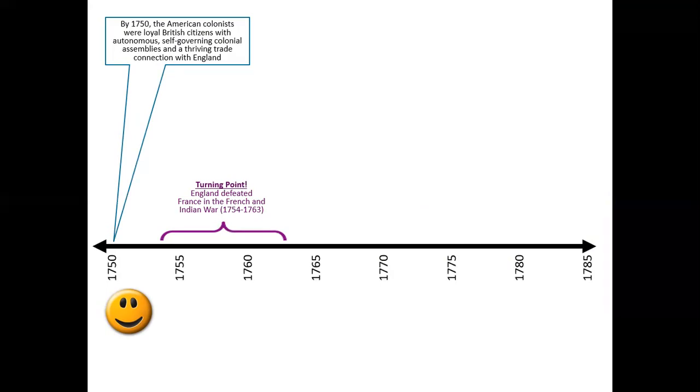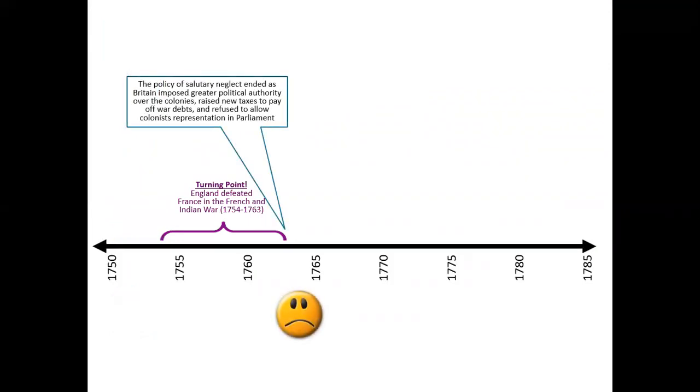And that is that big turning point that causes a bunch of issues because now salutary neglect is ended and the British are going to impose greater authority over the colonies. They're going to start raising taxes to help pay off those war debts, and they're not allowing representation in parliament for the colonies.